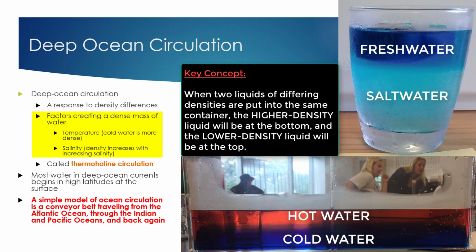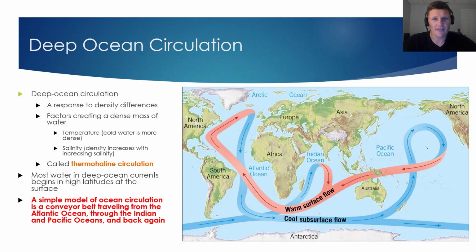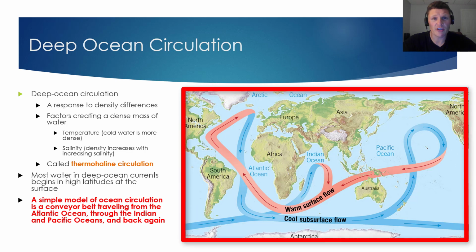Just to refresh your memory, cold water is more dense than warm water, and high salinity water is more dense than low salinity water. Therefore, really cold, really salty water will be really dense water. Shown on this slide is an image of what's sometimes referred to as the ocean conveyor belt. This simple model of ocean circulation tracks the movement of water around planet Earth.